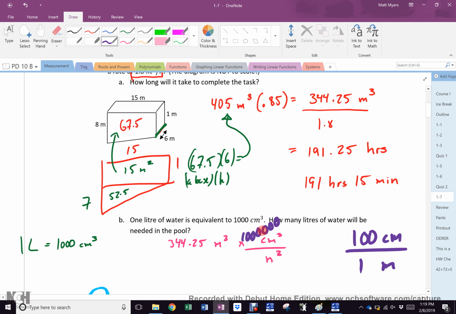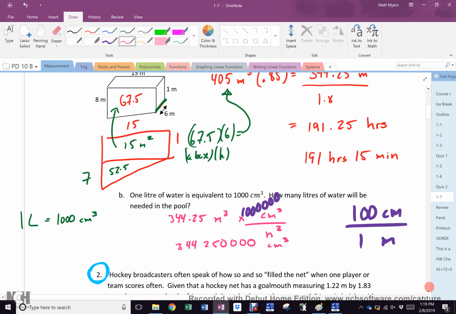How many decimal places must I move for 1 million? 6, which takes me to 344,250. 1, 2, 3, 4, 5, 6. That is how many centimeters cubed I have. Yes? But 1,000 centimeters cubed makes a liter. So I divide that by 1,000, cancel the zeros, and it is 344,250 liters.